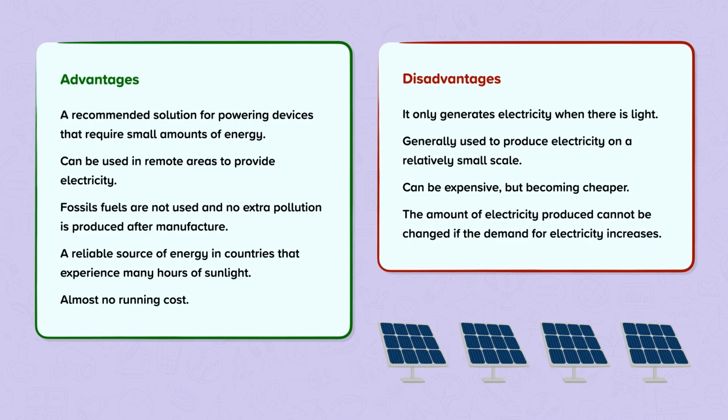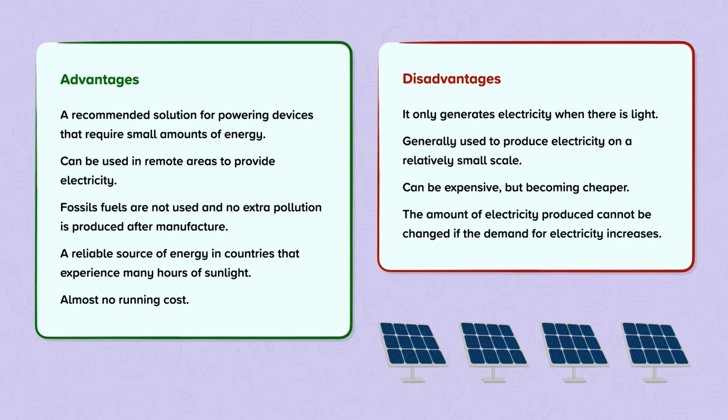There are advantages and disadvantages of using solar power. The advantages are: solar power is a recommended solution for powering devices that require small amounts of energy. It can be used in remote areas to provide electricity. Fossil fuels are not used and no extra pollution is produced after manufacture. It is a reliable source of energy in countries that experience many hours of sunlight.